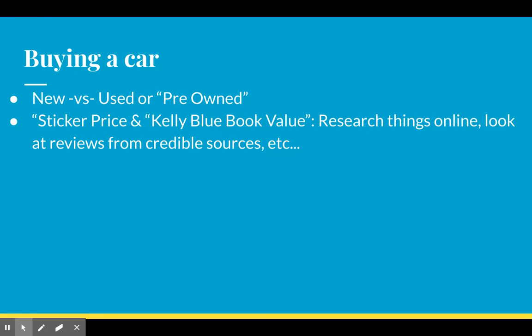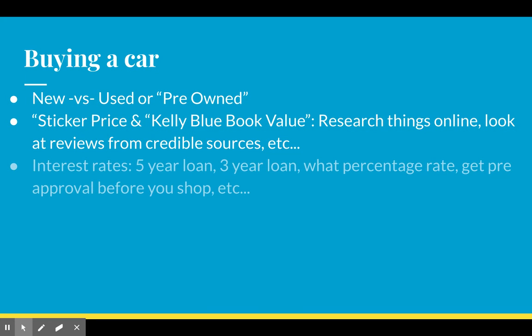When you're going to go buy a car, you might want to look at, say, the sticker price, or a lot of people use the Kelley Blue Book, right? That's the value. So you can kind of get an understanding of how much value it is. Before you buy a car, you need to research things online and look at reviews from credible sources. Because there's certain cars that have good reputations and certain cars that have bad reputations.